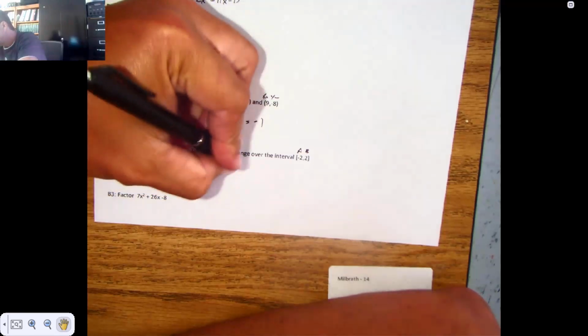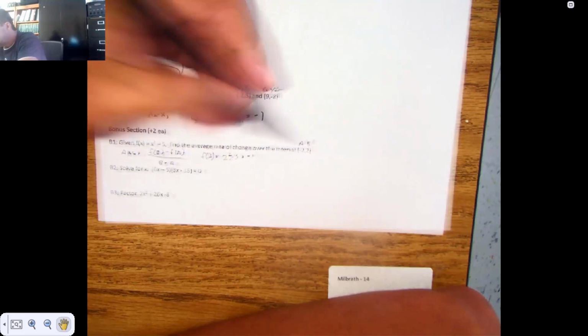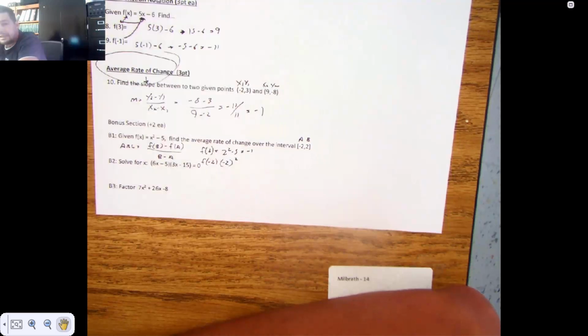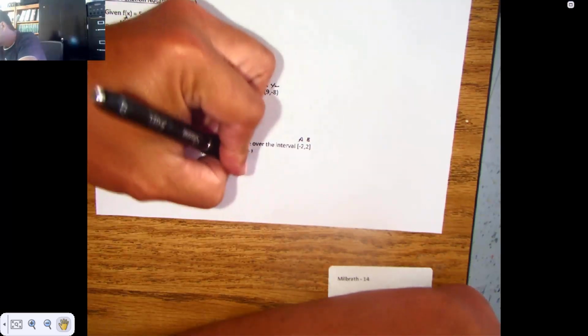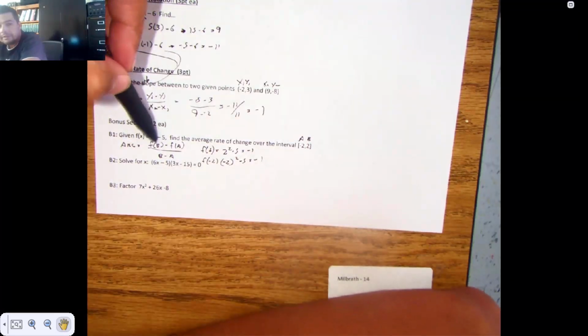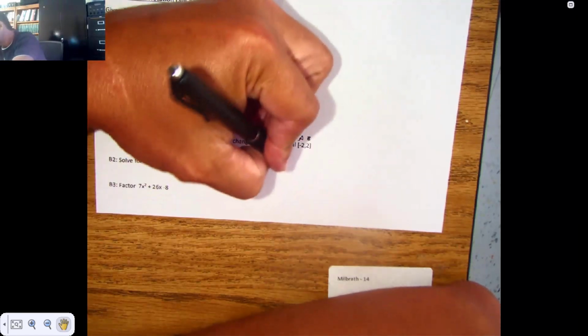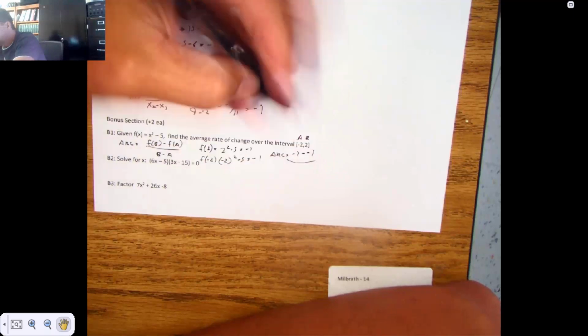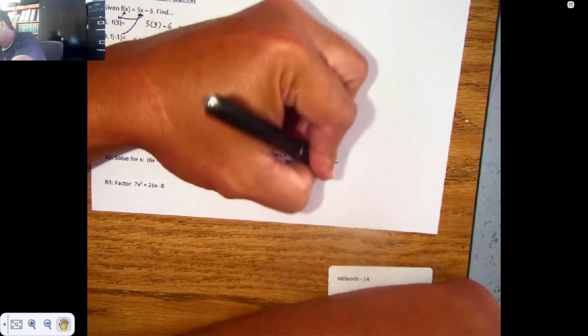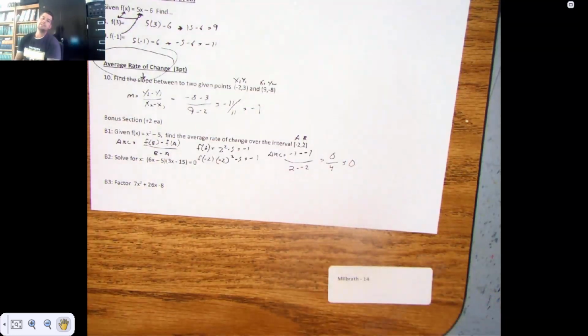That's 2 squared minus 5, which is negative 1. And I'm going to find f of negative 2 by plugging in a negative 2. That's negative 2 squared and then minus 5, which turns out to be negative 1. So I put a negative 1 here and a negative 1 here. My average rate of change is negative 1 minus a negative 1 over 2 minus a negative 2. This ends up being 0 over 4, which is 0. Zero slope. Remember that? It's not no slope. Well, yeah, it is, it's zero slope.